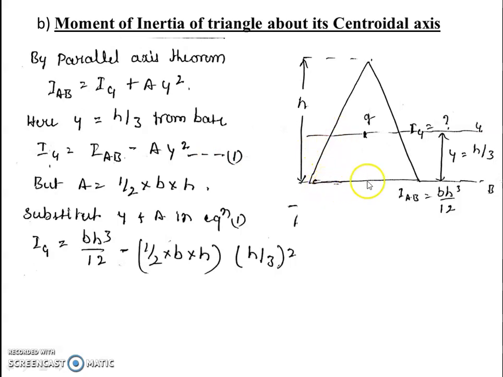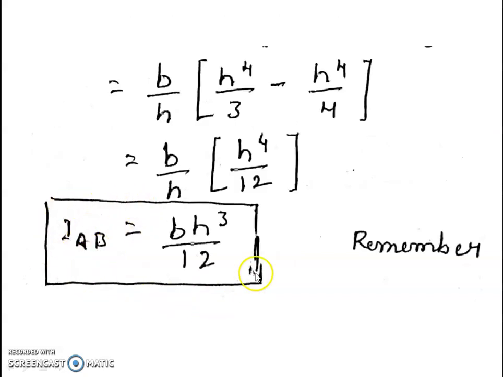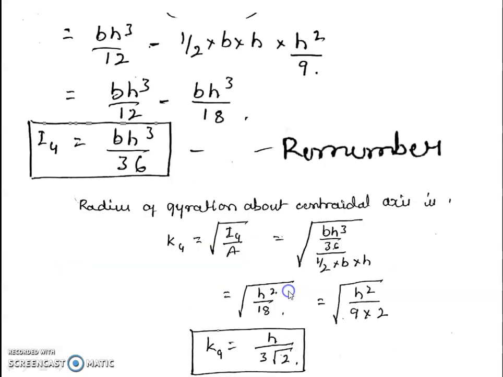Now the area of the triangle is what? That is equal to half into base into height. Substitute y and A in equation 1, and we will get this. This is half into base into h, the area of the triangle, and this is the perpendicular distance between the centroidal axis and the reference axis AB. This is the centroidal axis, this is the reference axis. This distance is h by 3, and this is the square. bh cube by 12 is the moment of inertia of a triangle about its base, which we saw in the earlier slide. Then the equation becomes like this.